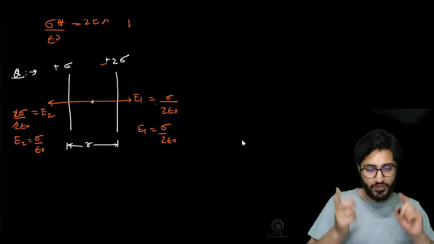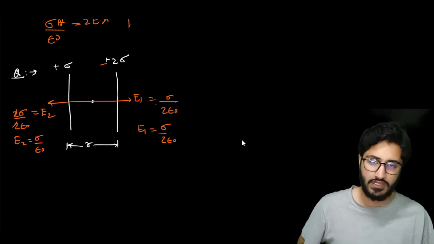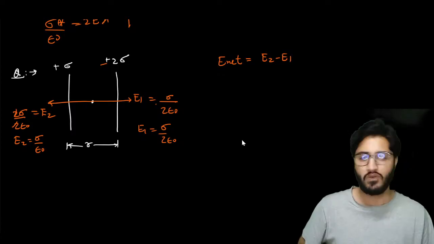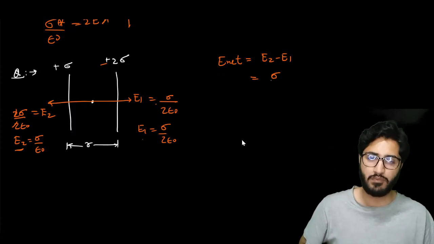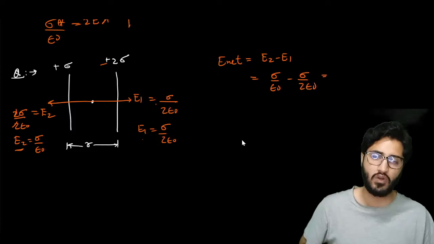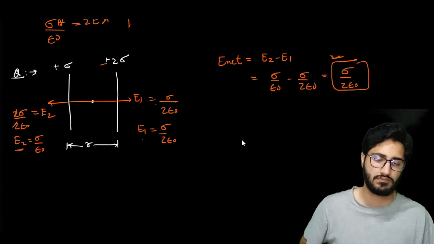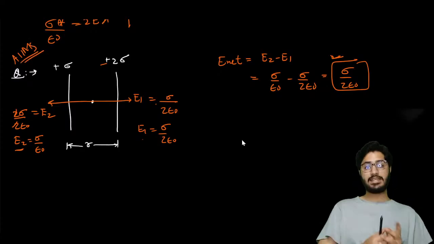Both are opposite to each other. So my E net will be E2 minus E1, because E2 is more and E1 is less. So it would be sigma by epsilon naught minus sigma by 2 epsilon naught. My answer is sigma divided by 2 epsilon naught. It was asked in AIIMS. Easy enough? It was asked in AIIMS.